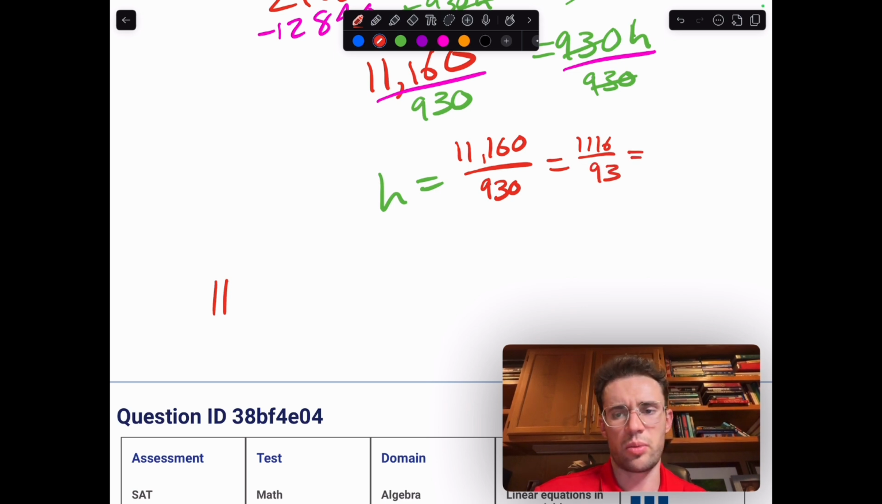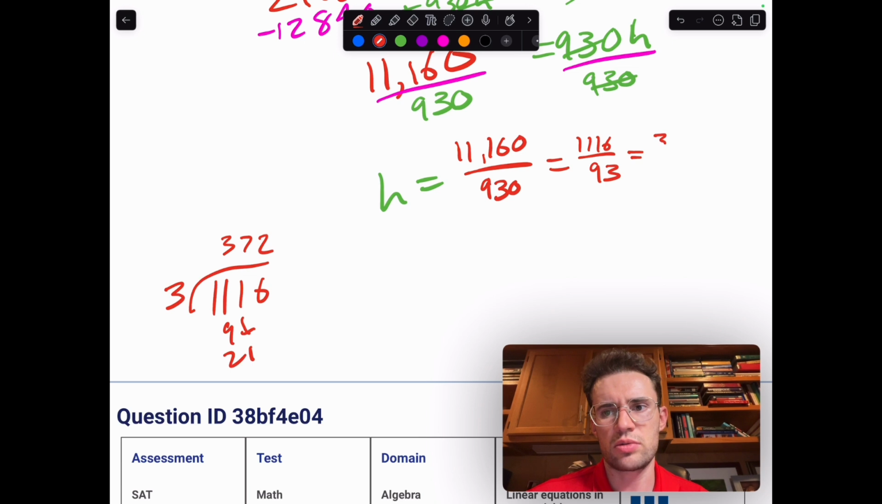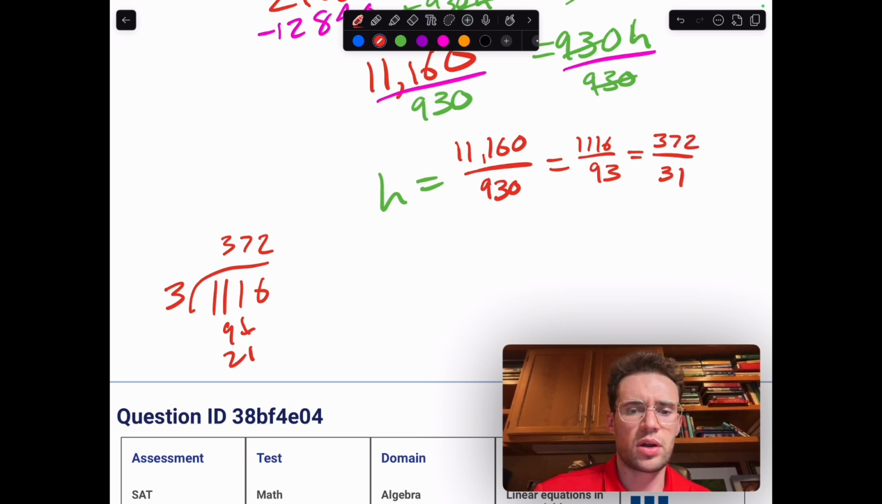And they're both divisible by 3. It's 1 plus 1 plus 1 plus 6. 6 divided by 3, this would go in 372. So this is 372 over 31. 372 over 31 would be a little bit easier to do with long division. So it goes into there once.